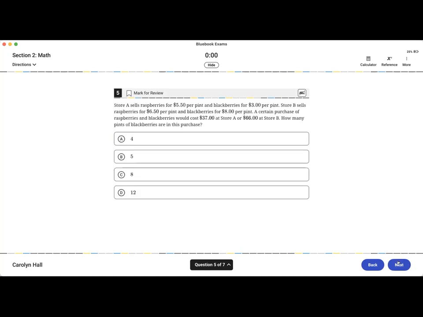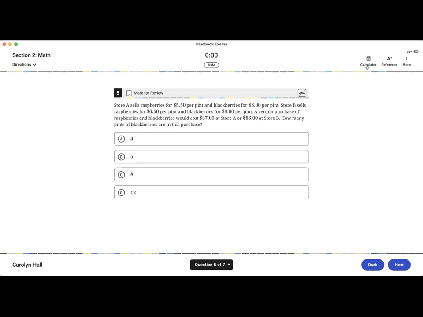Next. Oh, this is a fun one to use the calculator for. A store sells raspberries for $5.50 per pint and blackberries for $3 per pint. Store B sells raspberries for $6.50 per pint and blackberries for $8 per pint. A certain purchase of raspberries and blackberries would cost $37 at store A or $66 at store B. How many pints of blackberries are in this purchase?